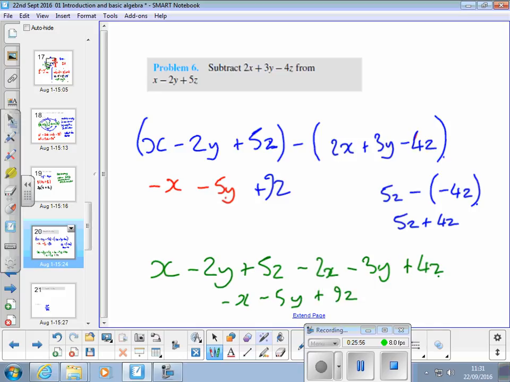People lose more marks in exam questions because they make mistakes with the plus and minus signs in their numbers than any other thing at all, really.